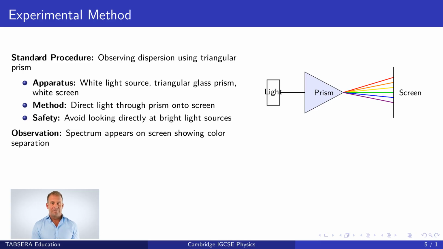The method consists of these steps. First, place the light source so it shines a narrow beam toward the prism. Second, position the prism so light enters one face at an angle. Third, place the screen to catch the light emerging from the prism.